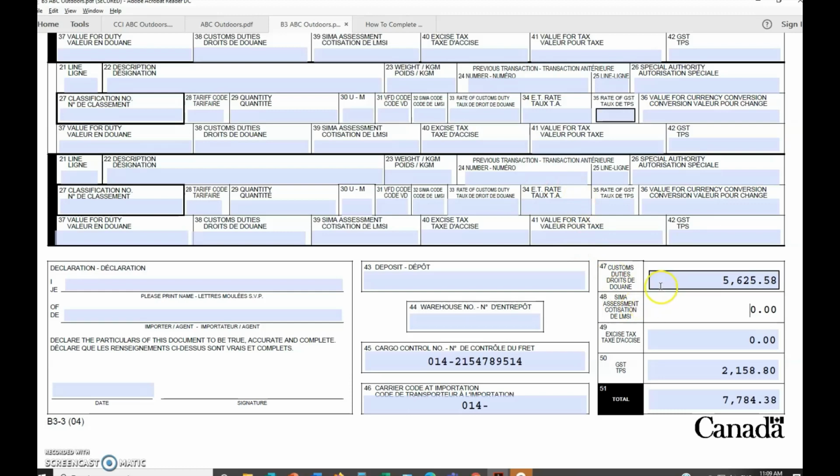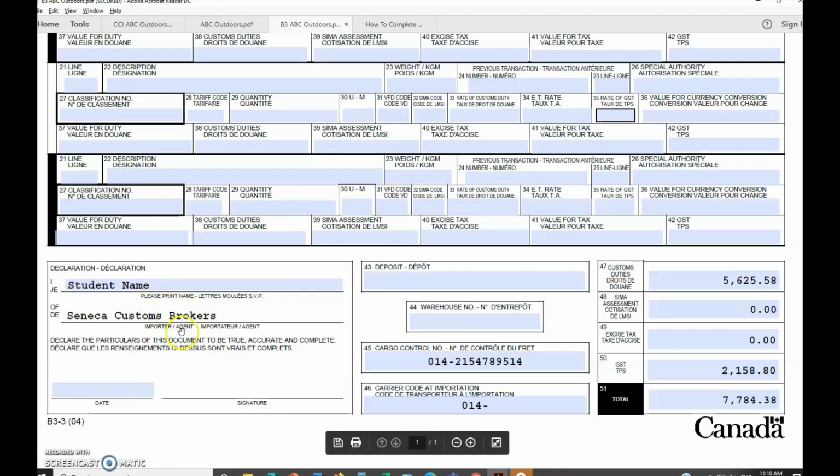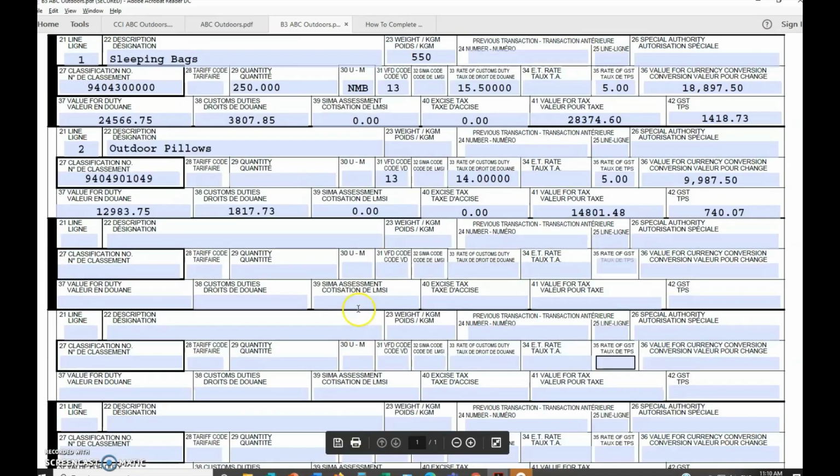Okay, almost done. Now we need to fill out the declaration. Well, you put your name here. So I'll just put in student name. You put your own name. You always work for Seneca Customs Brokers. Okay, the importer or the agent. Seneca Customs Broker is the agent. And then the date. Today's date I'm doing this is October the 14th. And then of course we would sign it if we had the ability to sign it. Well, there you go.